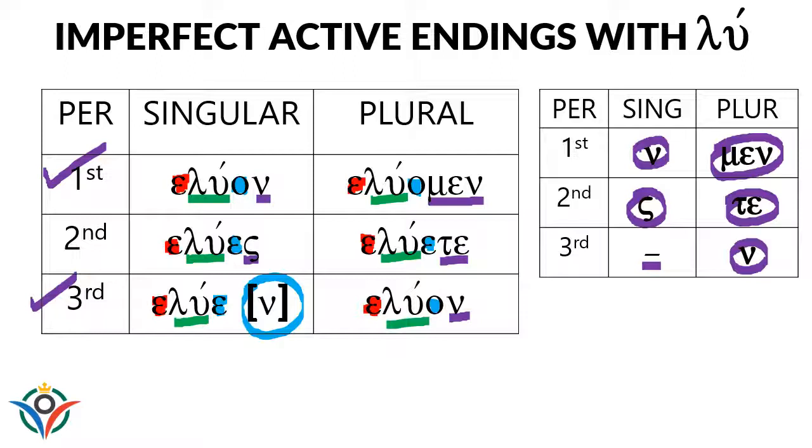Right, so let's go through the forms together. First person singular is eluon, second person singular, elues, third person singular, elue, first person plural, eluomen, second person plural, eluete, and third person plural, eluon.